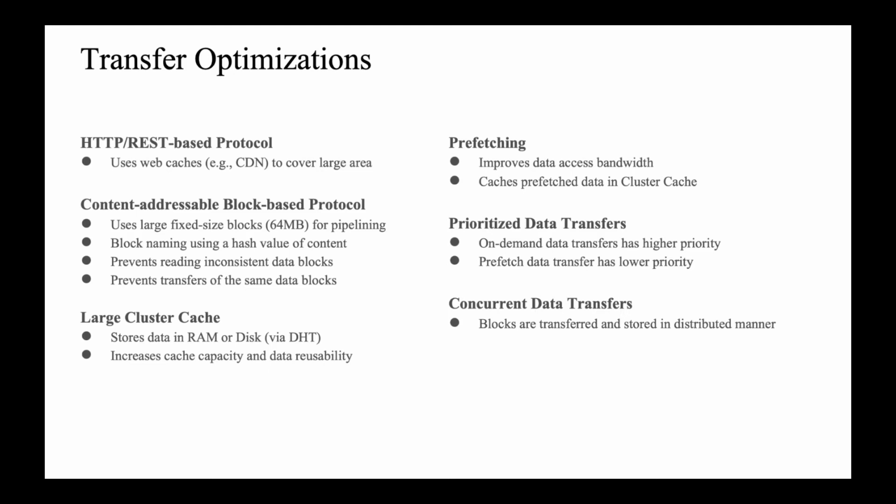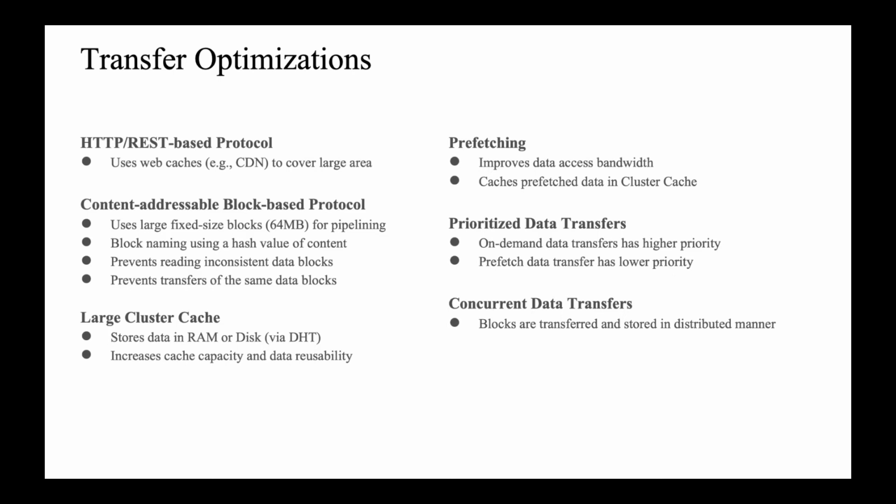If the block content is updated in a remote storage, the block name also changes, so access to the block with the old name must fail. So it prevents reading inconsistent data blocks. Also, if there are multiple blocks containing the same content, they will have the same block name, so redundant data transfers can be easily detected and prevented using the data cache.